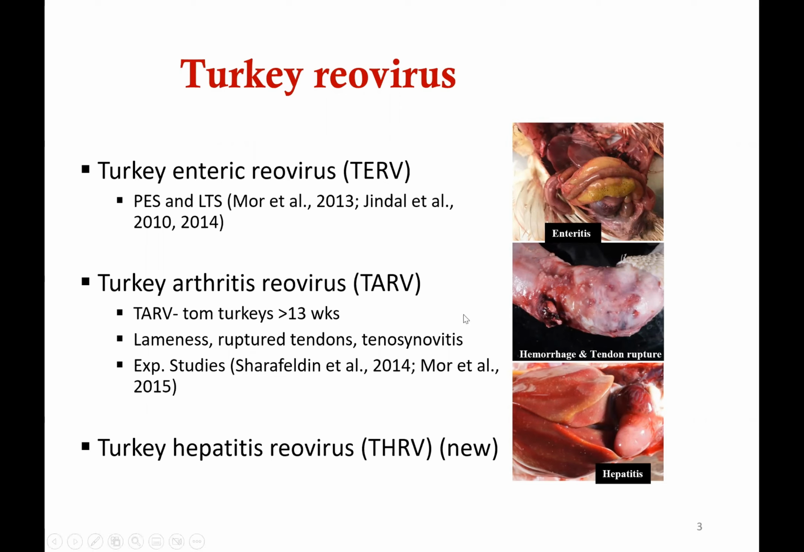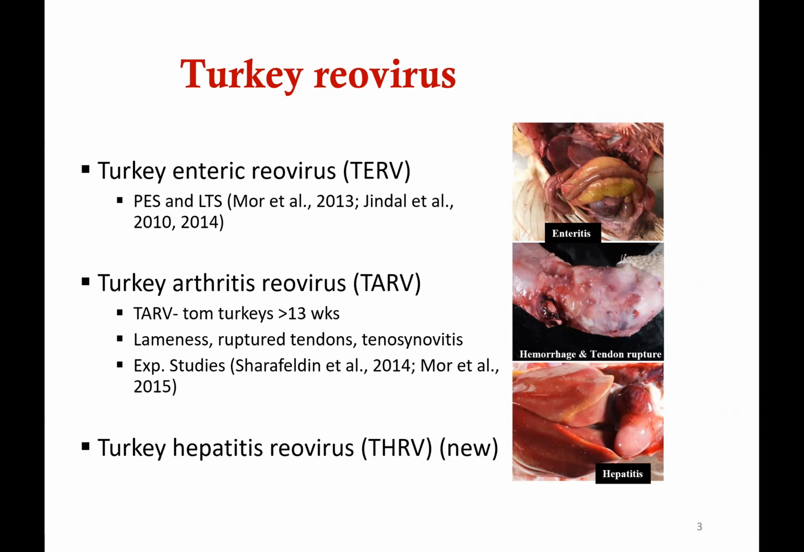Later on, we saw cases of arthritis with rupture of gastrocnemius tendons or digital flexor tendons in chronic cases, and the reovirus isolated from tendons from lameness cases we tentatively named turkey arthritis reovirus. And most recently, we have seen cases of hepatitis, enlarged liver with necrotic foci, and reovirus isolated from liver samples we named turkey hepatitis reovirus.